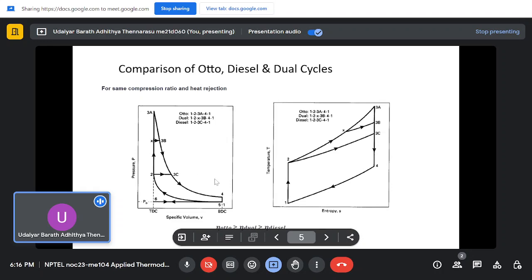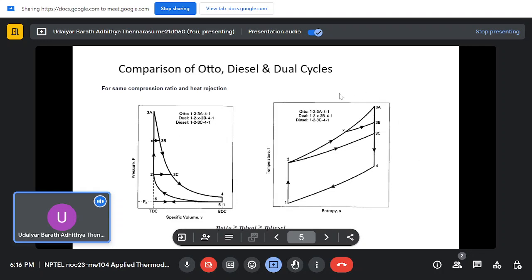In this diagram we can see that the area under the curve gives you the work done. For this, the diesel will be less, and compared to it the Otto has the largest. So the efficiency of Otto will be highest for a given same compression ratio, and the least will be for the diesel cycle, and the dual will lie in between.